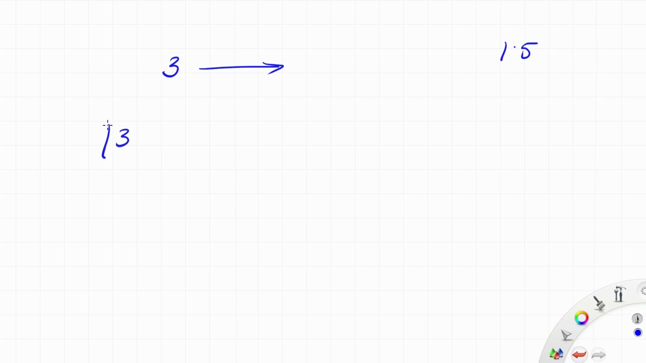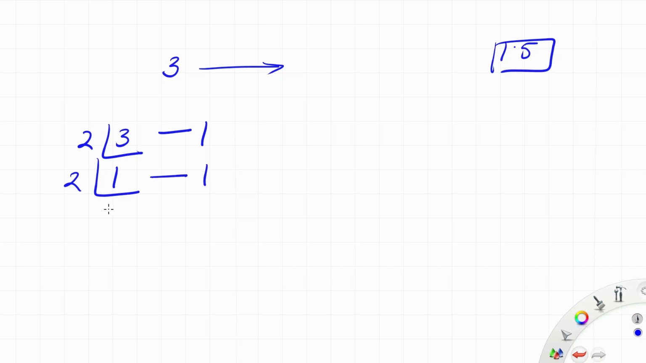So 3 is here, 2. The actual value we're going to get is 1.5. I'm not going to take the 0.5. Instead of taking the 0.5, I'm going to give 1 as a remainder. The quotient is 1 and the remainder is 1 as well. Now again I'm repeating the process. 2 divided by 2. The remainder is 0 and the quotient in this case is 1. Now we got 2 remainders and I'm going to put this value here.